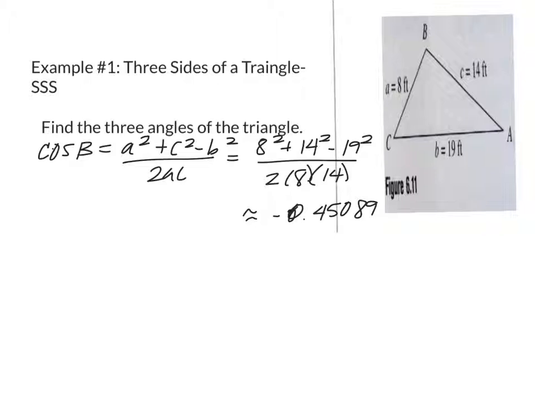Now that's great and all, but that's not angle B, right? So to find angle B, I have to do the inverse of cosine of the ratio that we found, which is negative 0.45089. And that should give us about 116.8 degrees for B.